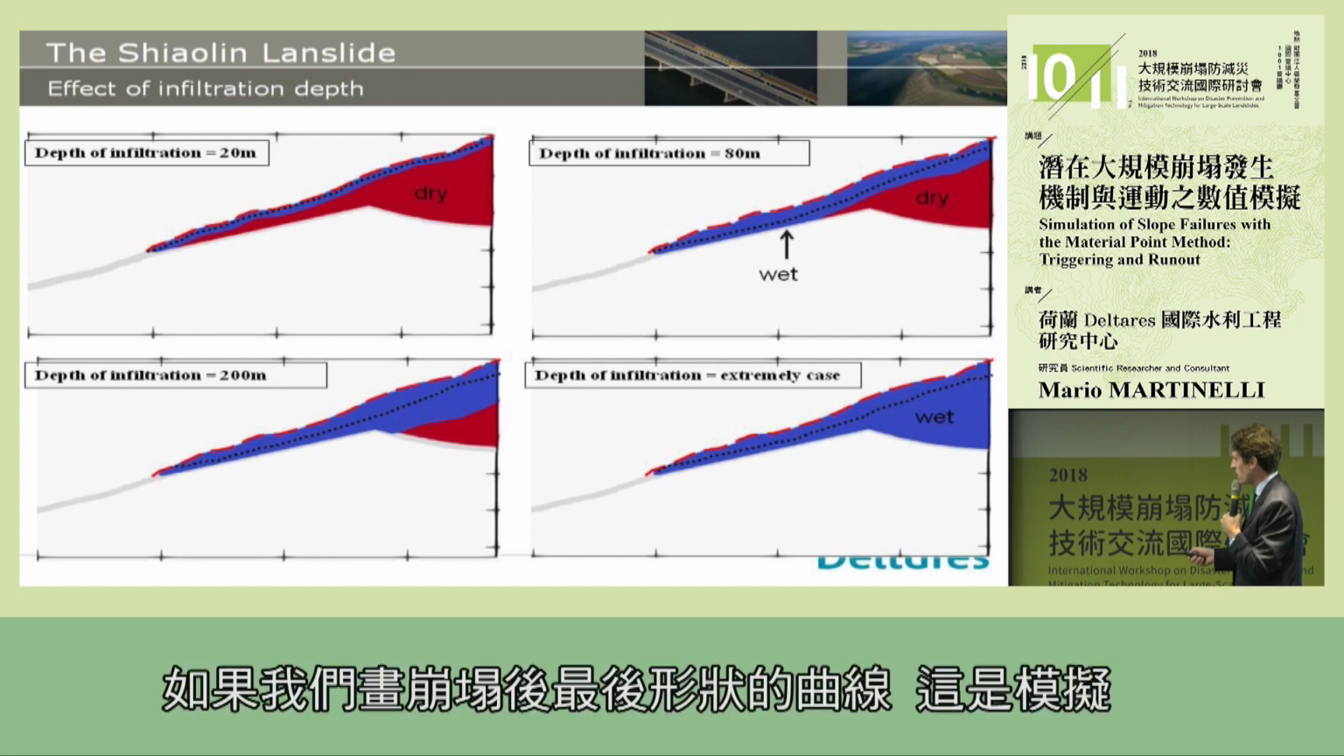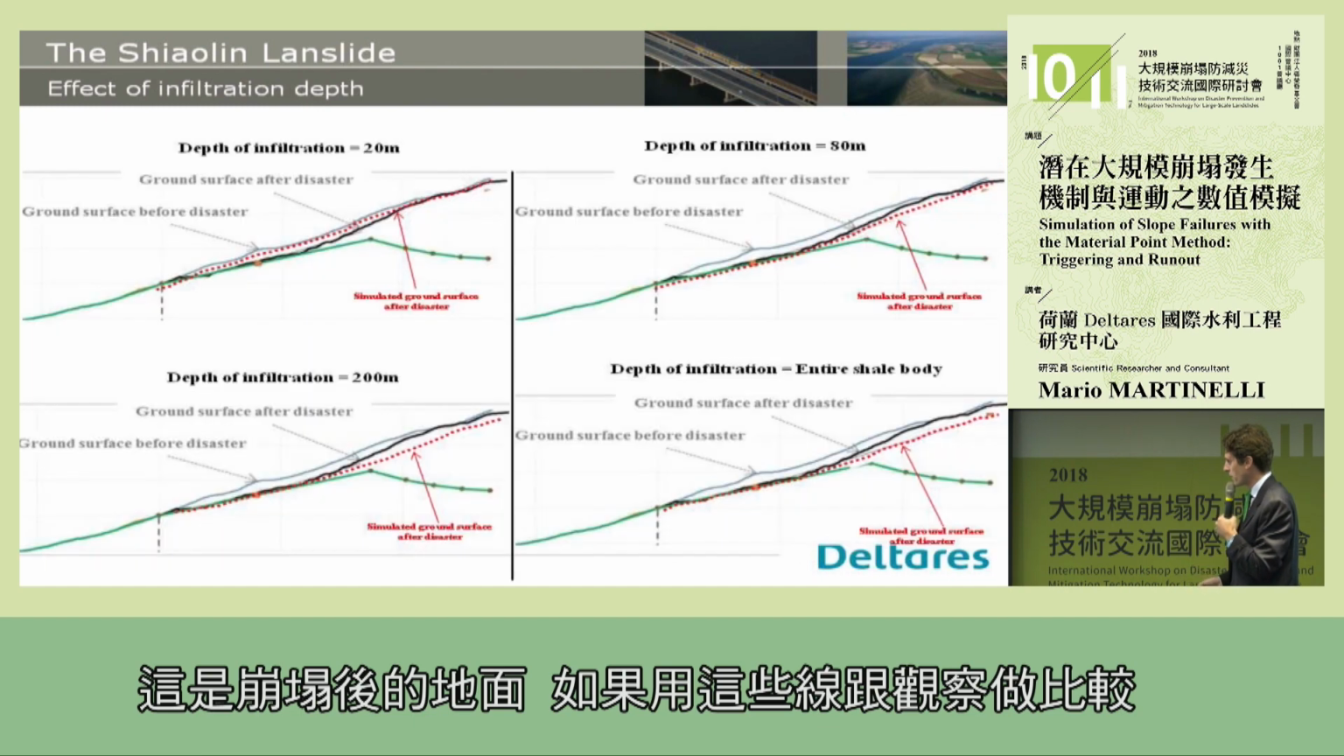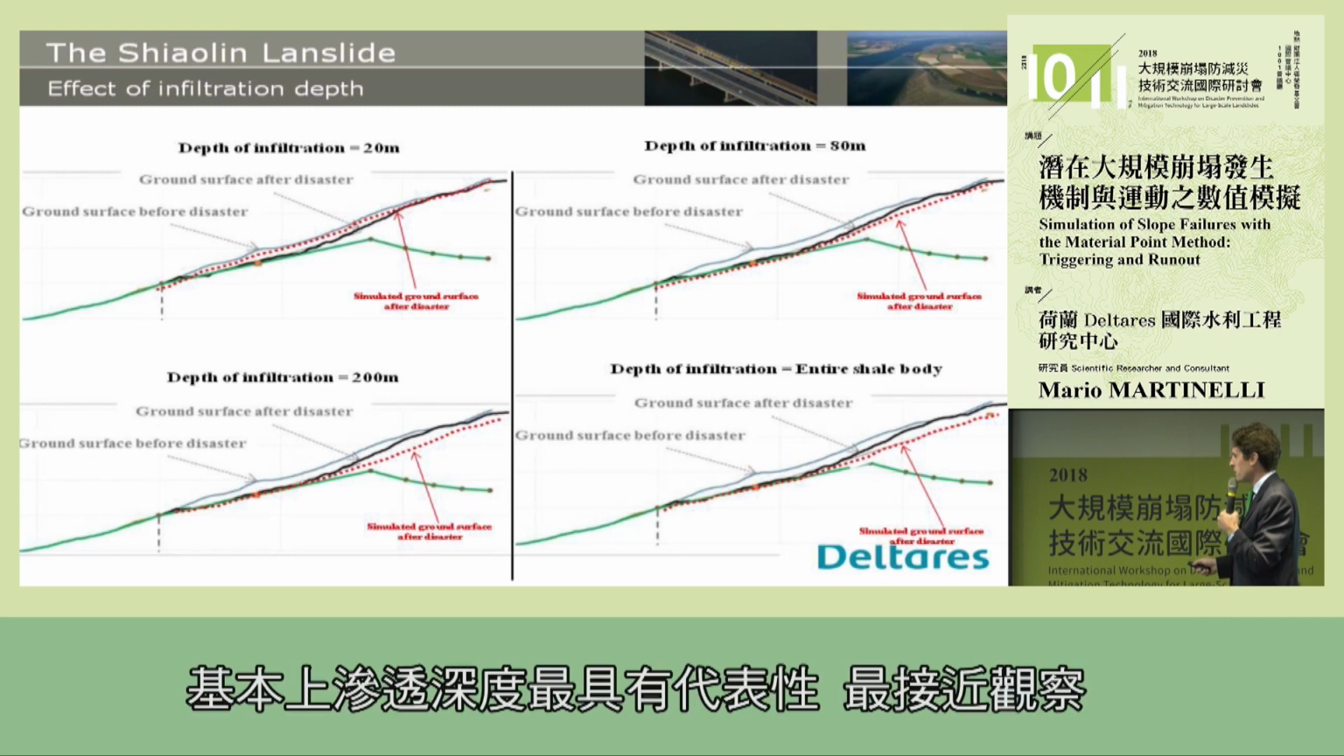What we see here is that, of course, if we draw a line of the final configuration after failure, you see that this is the simulation, this is the ground surface after failure. And if we compare all these lines against the observation, you see that the infiltration depth of 80 meters is the most representative one, the closest to the observation.